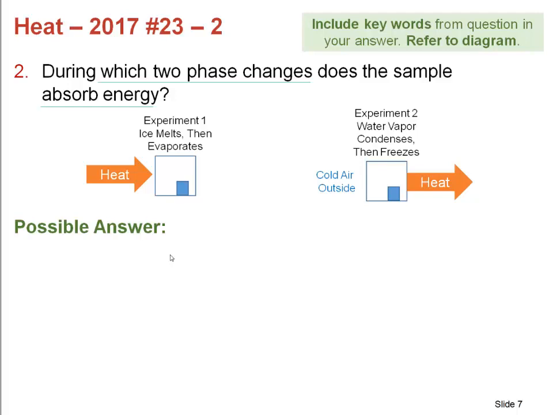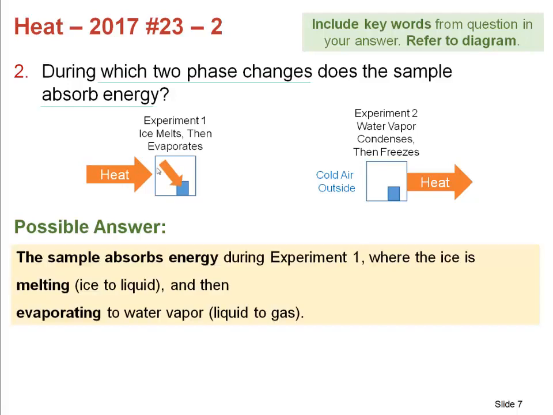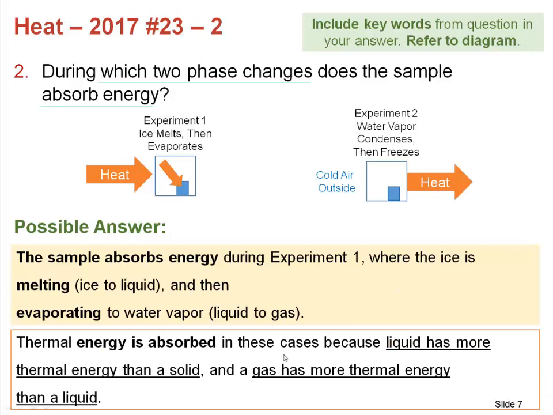During which two phase changes does the sample absorb energy? So if I look at my previous sketches, I can see that the sample is absorbing energy, in this case in experiment 1. The sample absorbs energy during experiment 1 where the ice is melting, so it's going from solid to liquid, and then evaporating to water vapor, liquid to gas. So you need energy to melt and then evaporate. Thermal energy is absorbed in these cases because liquid has more thermal energy than the solid, and a gas has more thermal energy than a liquid.